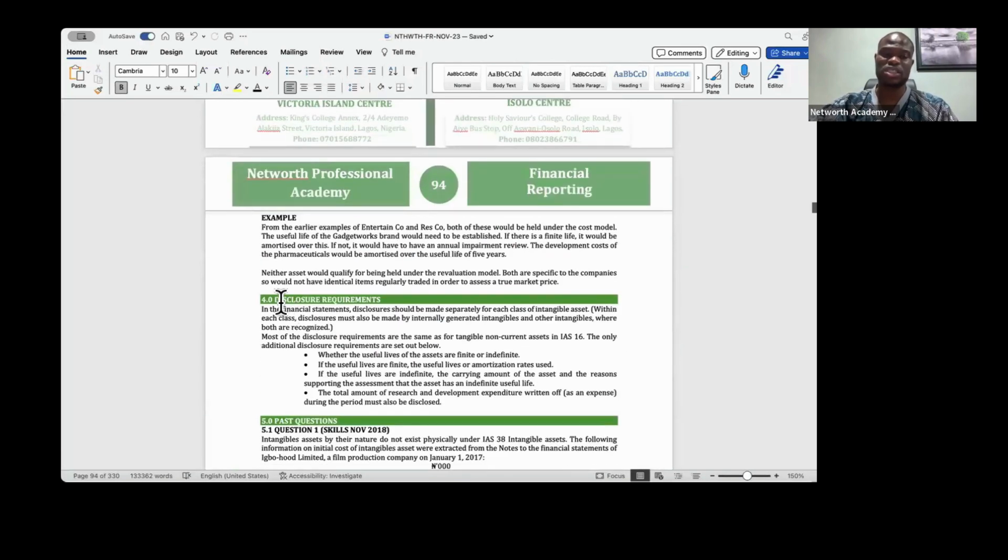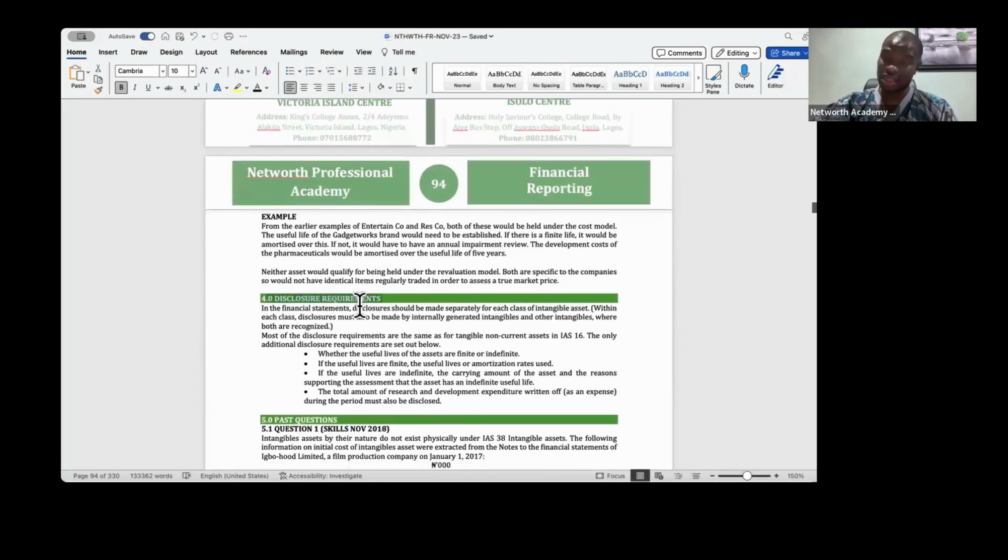So the final thing is just disclosures, which is also the same thing as PPE. The same disclosure requirement is here too, except I just added some things: to state whether the useful life is finite or indefinite. If it is finite, what is the useful life? If it is indefinite, why is the useful life indefinite? And give us an explanation around your research and development that are written off as expense. Okay, so that's it for intangible asset.